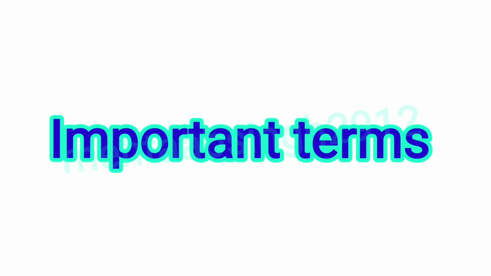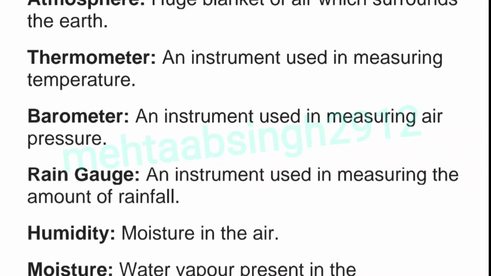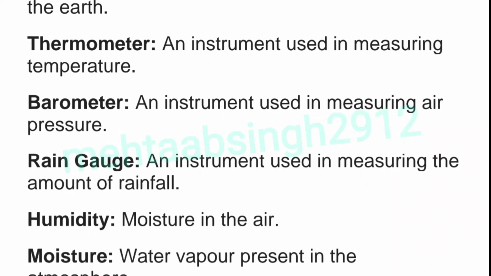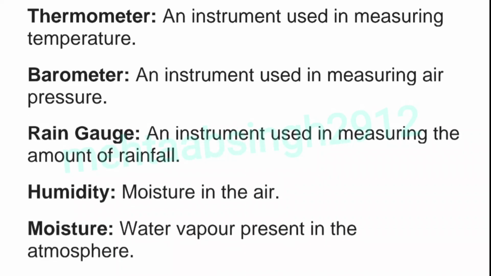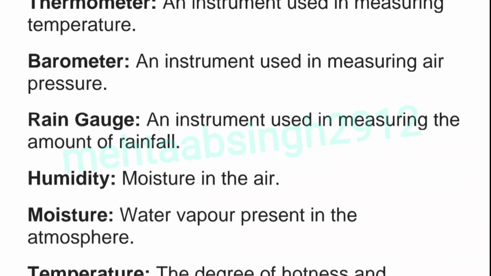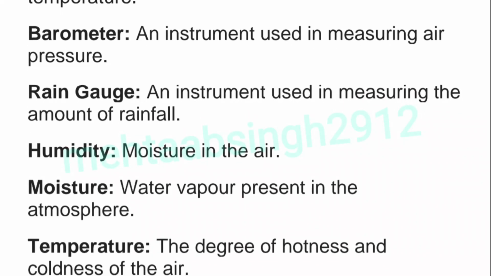Important terms. Atmosphere: a huge blanket of air which surrounds the earth. Thermometer: an instrument used in measuring temperature. Barometer: an instrument used in measuring air pressure.